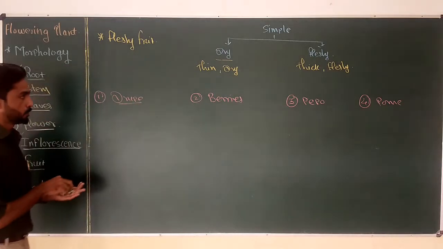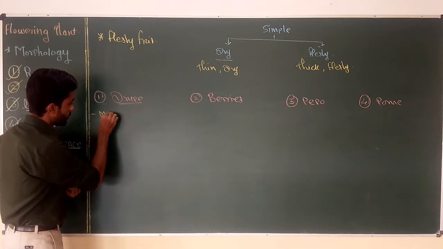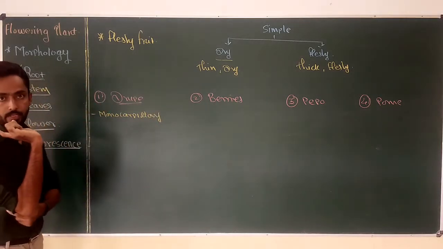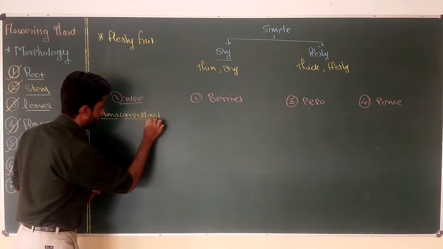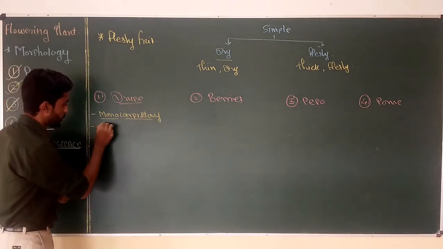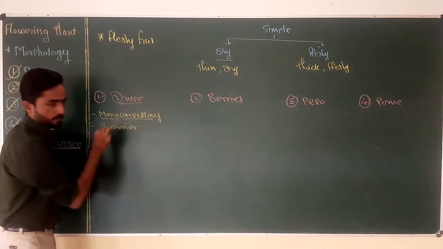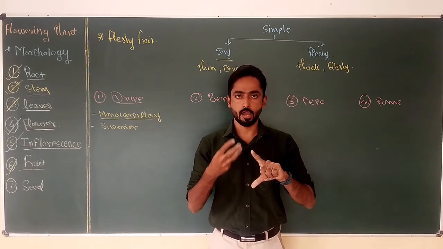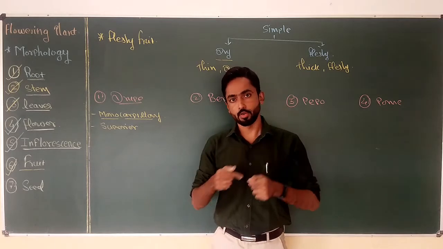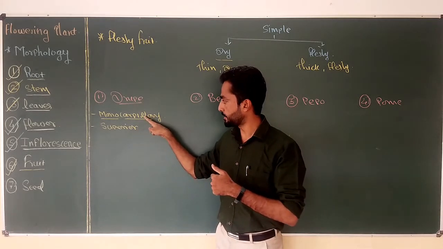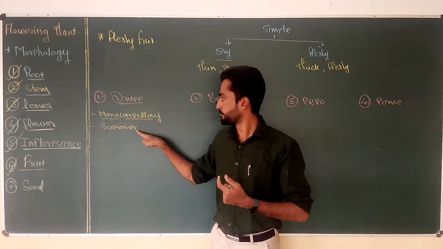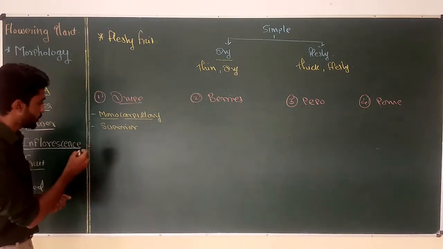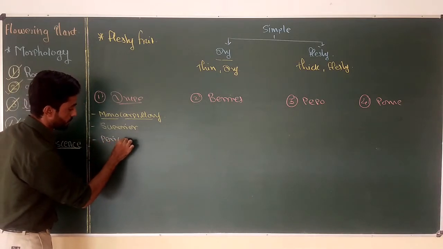The drupe type of fleshy fruit is produced from a monocarpillary superior ovary. That means the ovary should be monocarpillary. It has a single carpel, and the position of the ovary should be superior in the flower. That means the ovary is at the top position in the flower, and all other floral parts, that is calyx, corolla, and androecium, originate or are inserted below the ovary. Such an ovary is called a superior ovary. So a monocarpillary superior ovary after fertilization produces drupe type of fruit, and the fruit wall or pericarp in this type of fruit is divided into 3 parts.